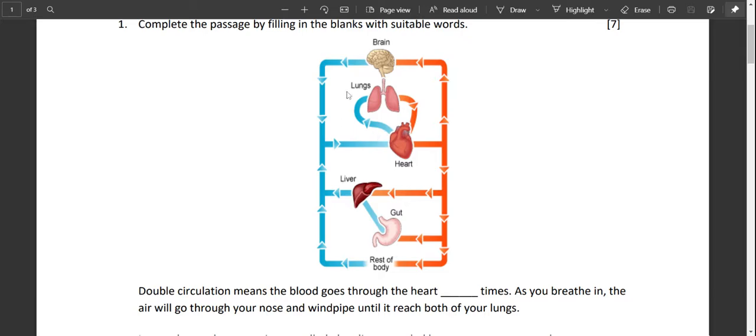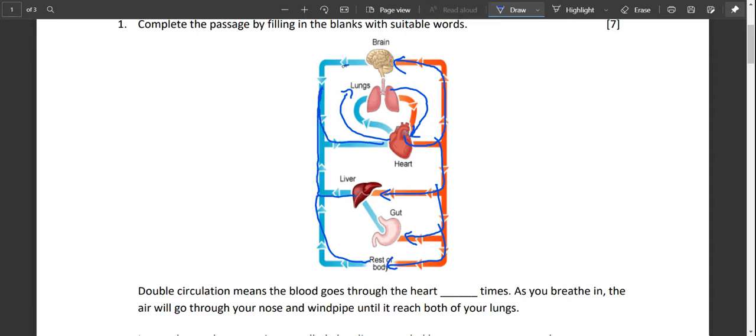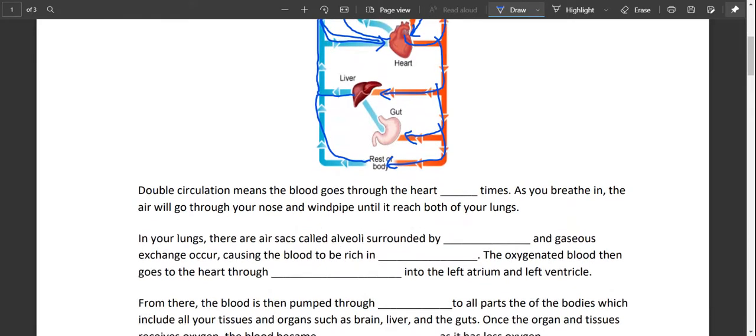Again, from your heart to the lungs to get oxygen, then back to your heart. And after that, it goes to all the part of your body, including your brain, your liver, your guts, and all part of your body. And once it has received enough oxygen, it will go back to your heart there. So now let's look at the words.